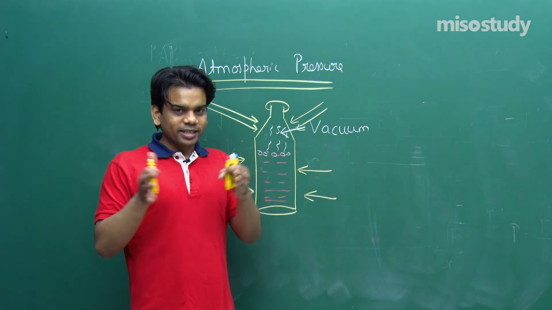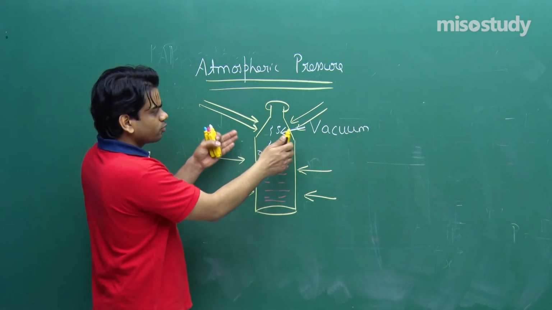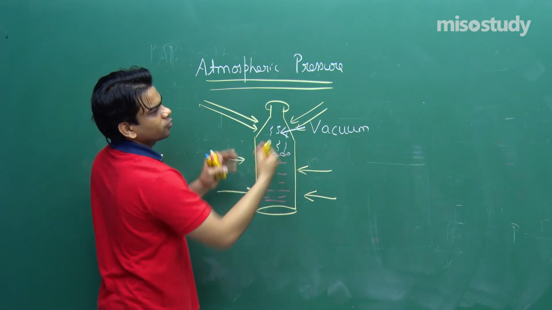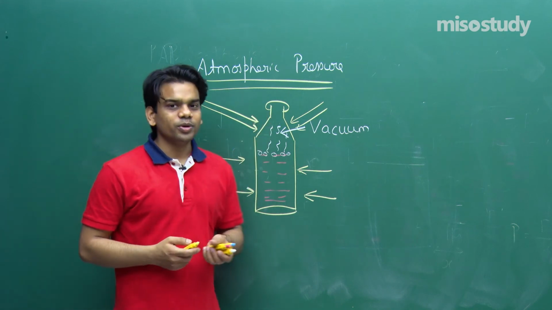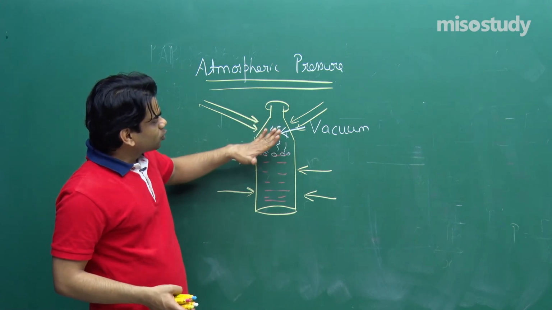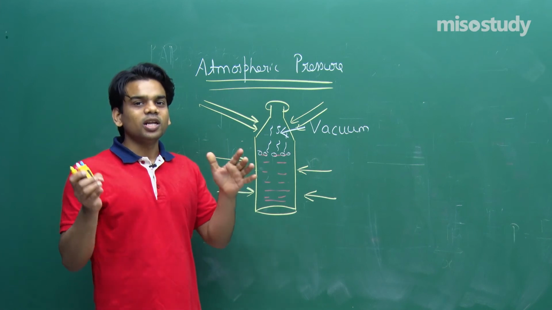the bottle is going to get crushed, because initially the entire part was filled with air. So this part was also exerting pressure outside, and the atmospheric pressure was there. So it remained in equilibrium. But as this part became vacuum, there was no pressure to counter this external pressure, and hence the bottle gets crushed.